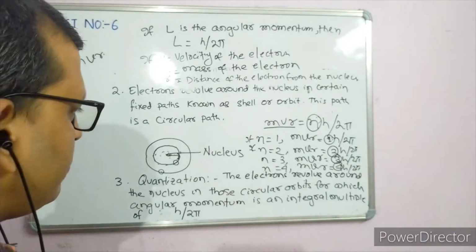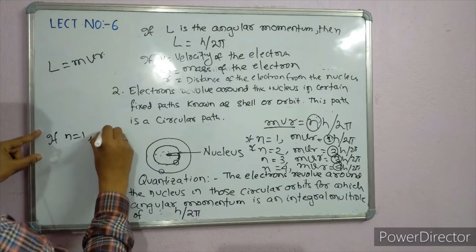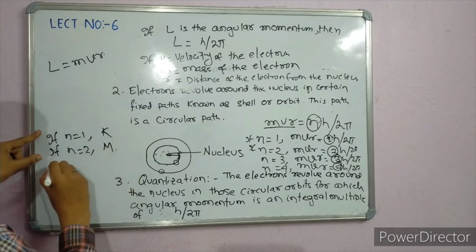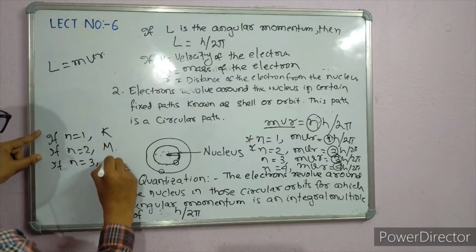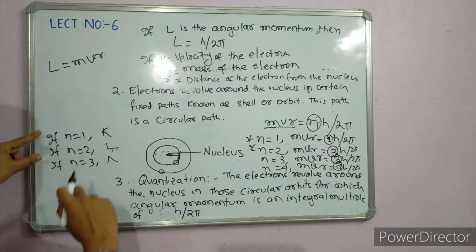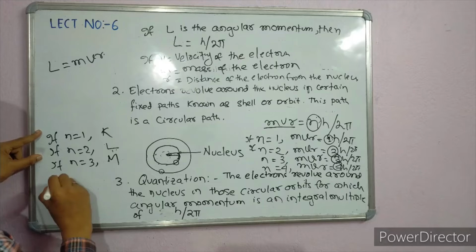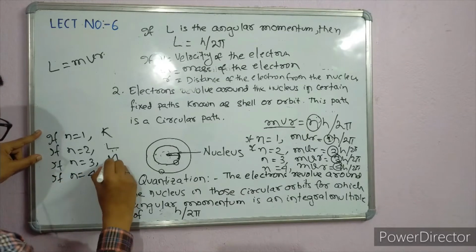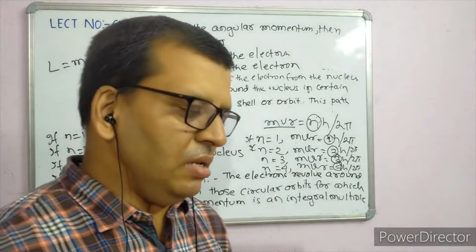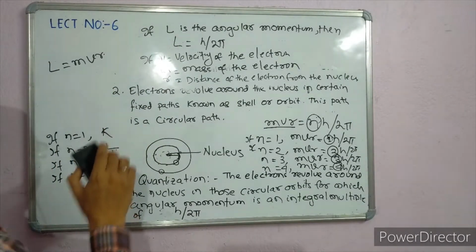So if n is equal to 1, then this particular shell is known as K. If n is equal to 2, this particular shell is known as L. For n equal to 3, this particular shell is known as M. And if n is equal to 4, then this particular shell is known as N. So this is known as our quantization theory, which was given by Niels Bohr.